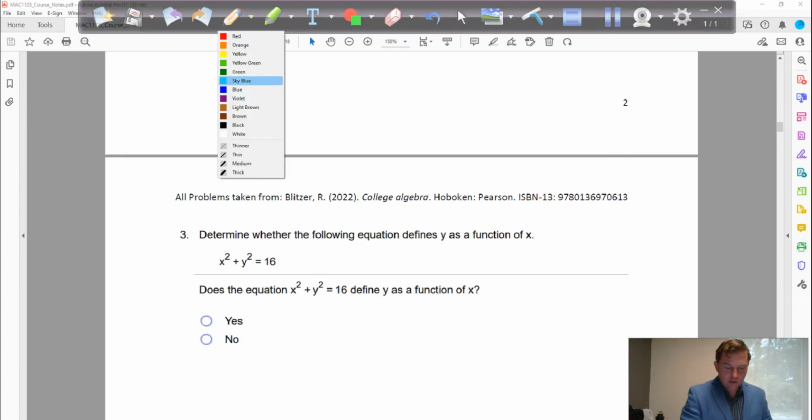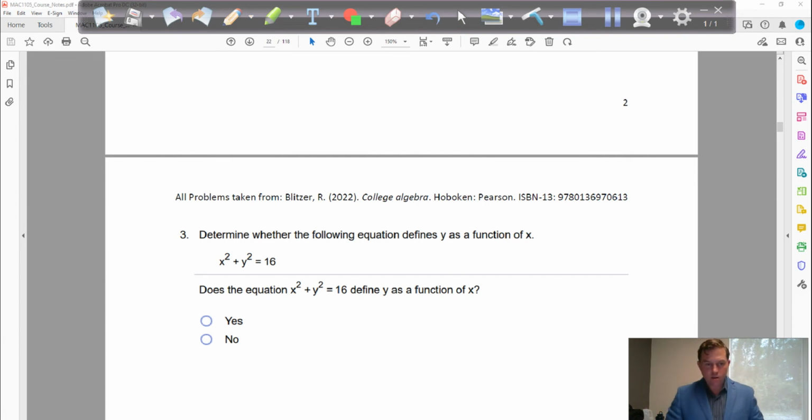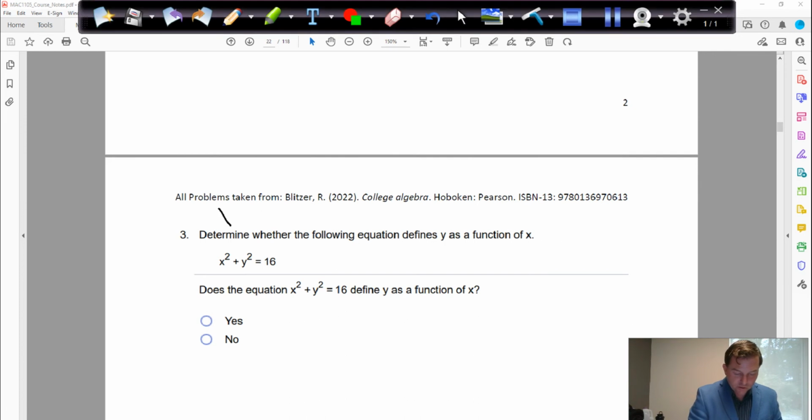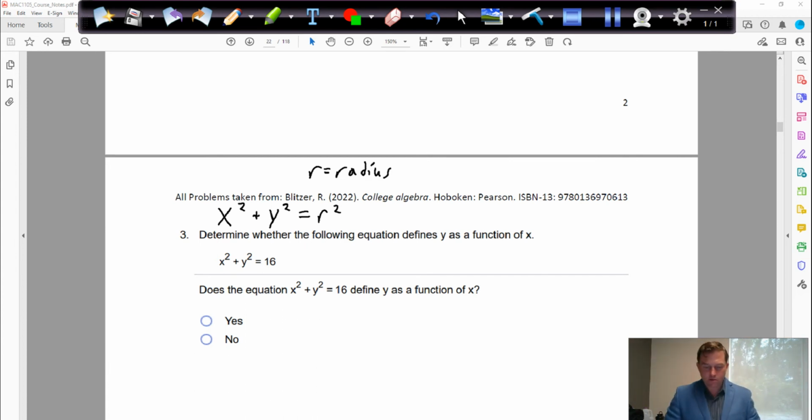Okay, for 3, I'm going to actually introduce what we call a parent graph, and that is of a circle. So a circle is defined by x squared plus y squared equals what we call the radius squared, where r is equal to the radius, which is half of the diameter of the circle. So this is 1/2 times the diameter. And we know that the diameter is going completely across the whole circle. So the radius is half of crossing the circle.